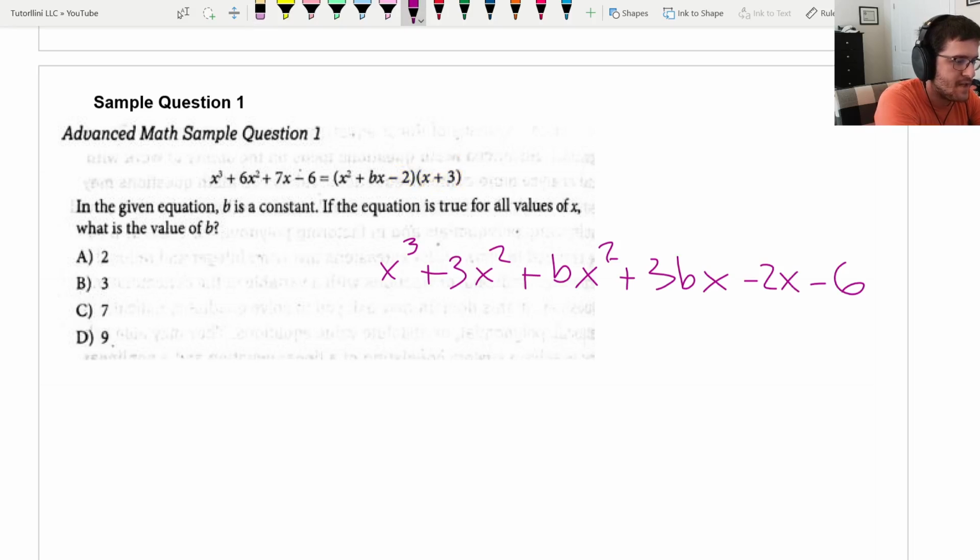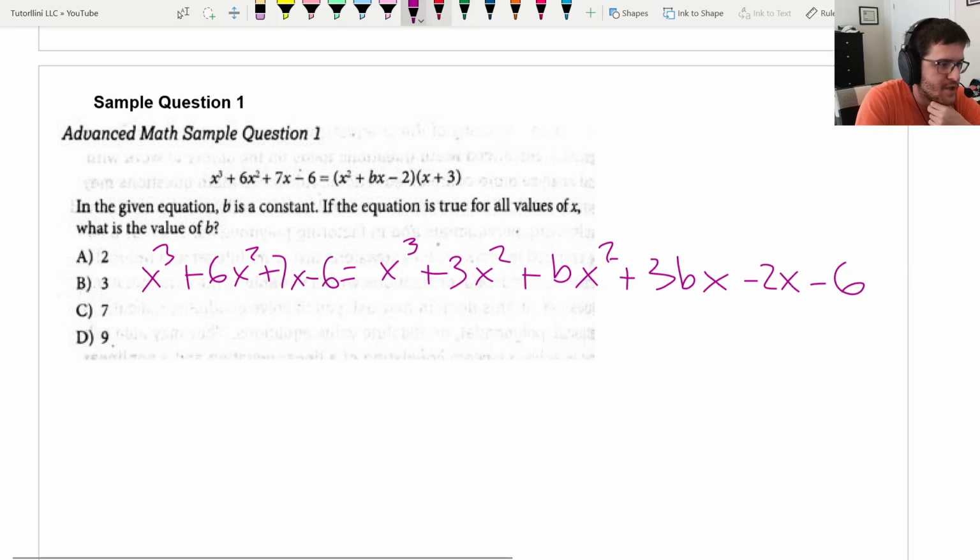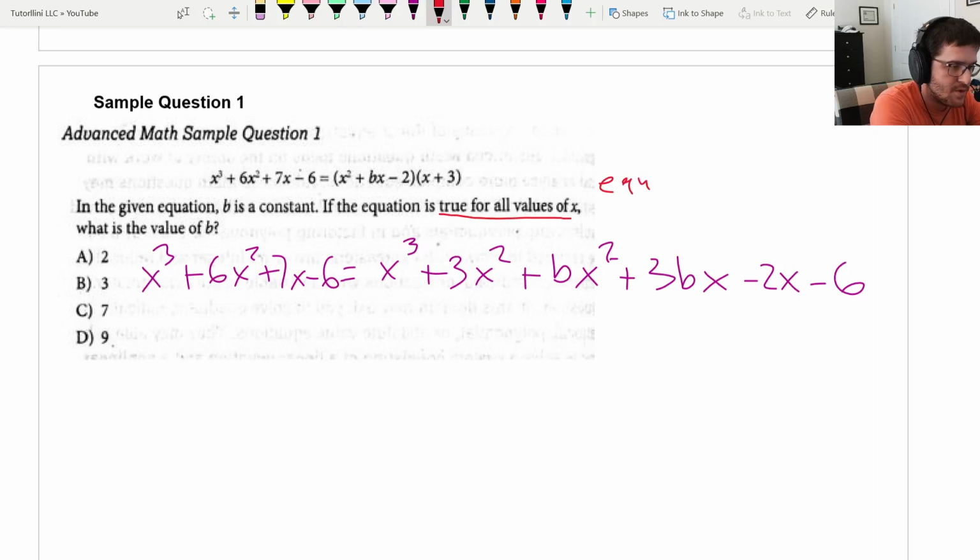Let's see if there's any like terms we can combine, and we should also put it in order. Not really, everything looks pretty different. So I think we can set that equal to what it gives us, x cubed plus 6x squared plus 7x minus 6. And now it says it's true for all values of x. That means it's equivalent. So what we're going to do is called matching coefficients.